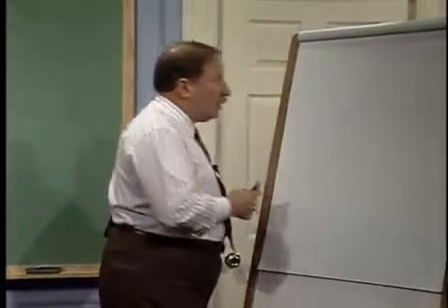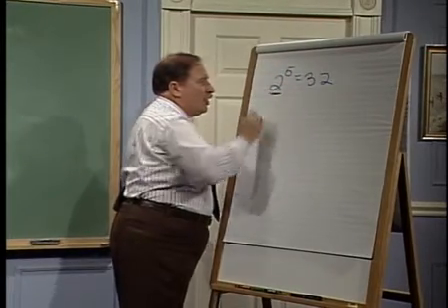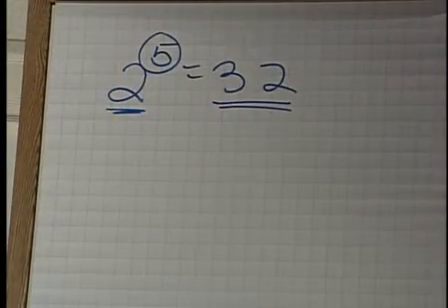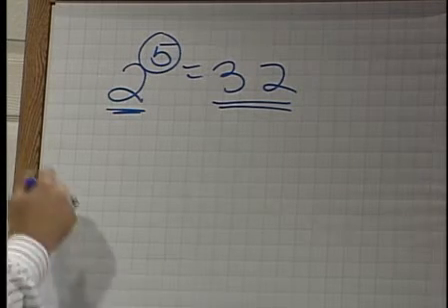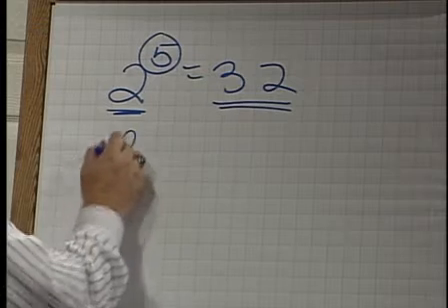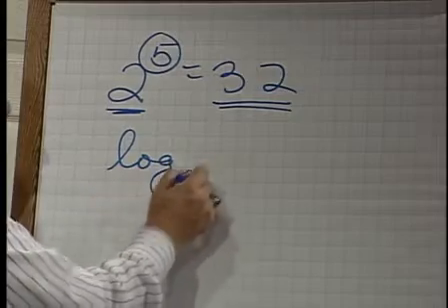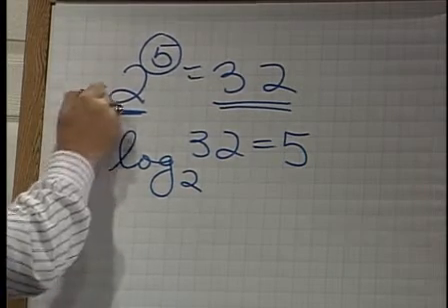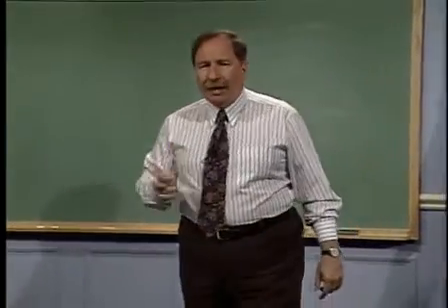All right, we have, again, 2 to the fifth equals 32. The base is 2. The power is 5. The number is 32. Another way of writing that in its inverse form is to say that the power we raise the base to get 32 is 5. That is, the logarithm, which we abbreviate log, L-O-G, base 2 of 32 equals 5. These two statements are identical.